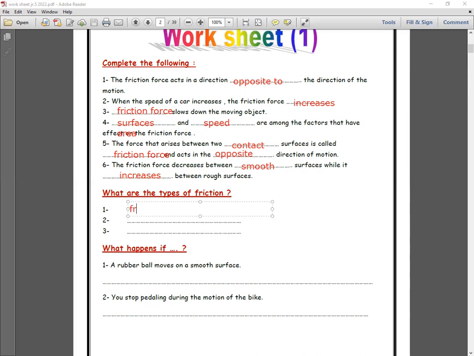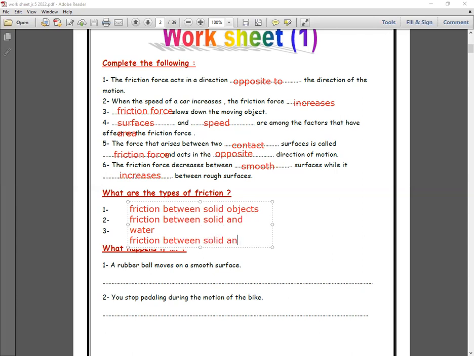What are types of friction? Number 1, friction between solid objects. Number 2, friction between solid and water. Number 3, friction between solid and air.